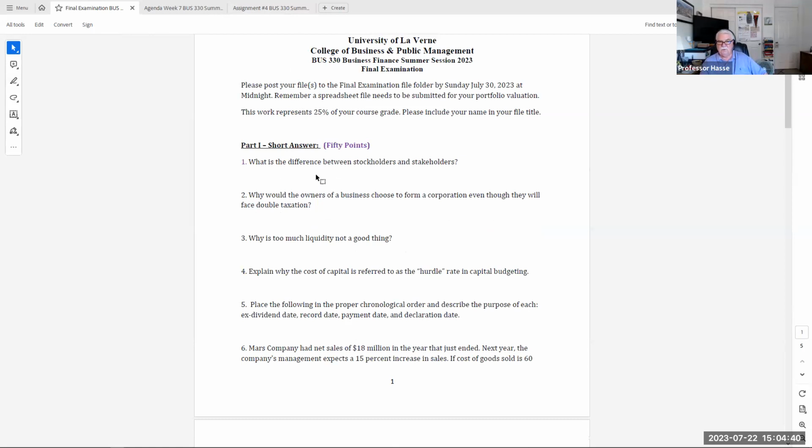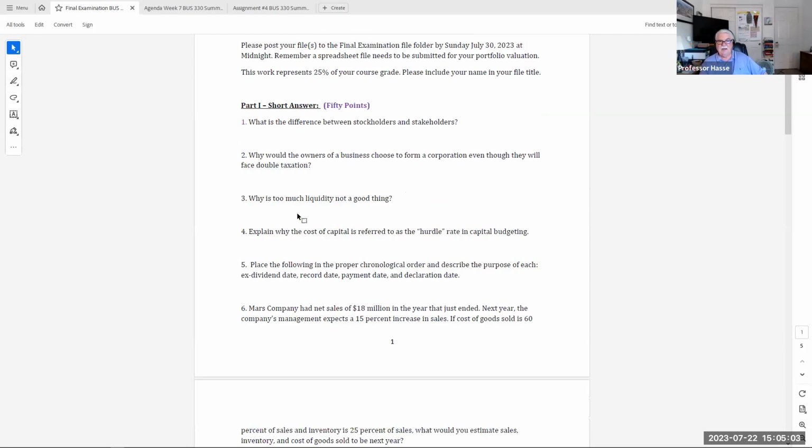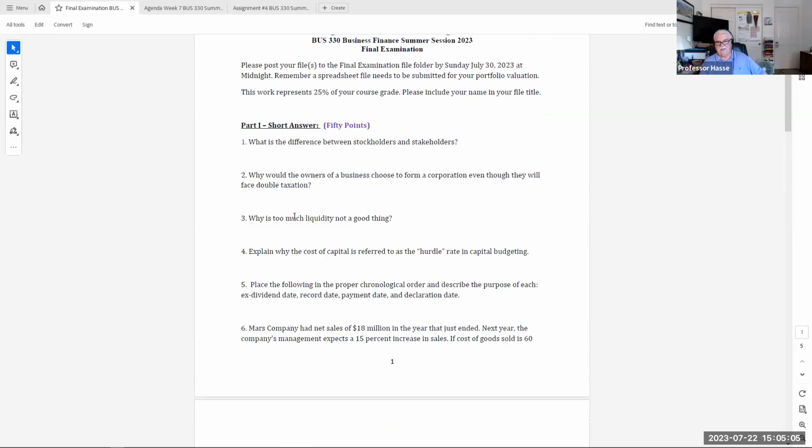What is the difference between stockholders and stakeholders? We had a question on one of our assignments about that. Why would the owners of a business choose to form a corporation even though they will face double taxation? What is the advantage of being incorporated? How much liquidity is a good thing? Do you want to have a lot of cash, or do you want to have some of that cash invested earning some type of return?